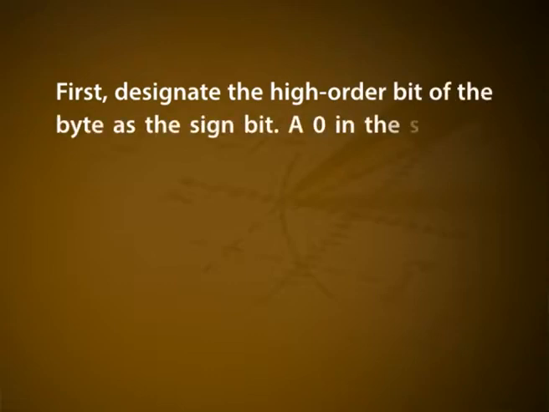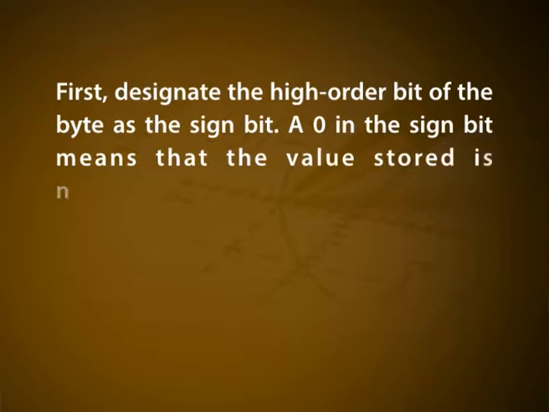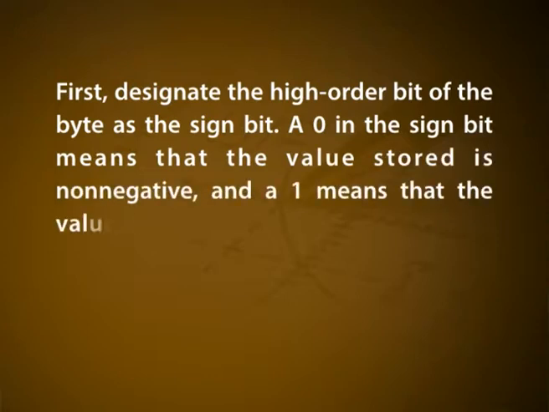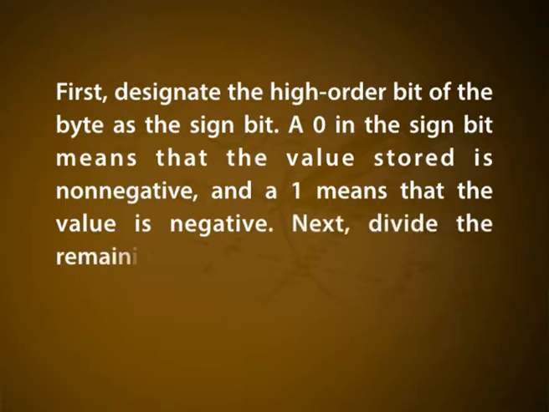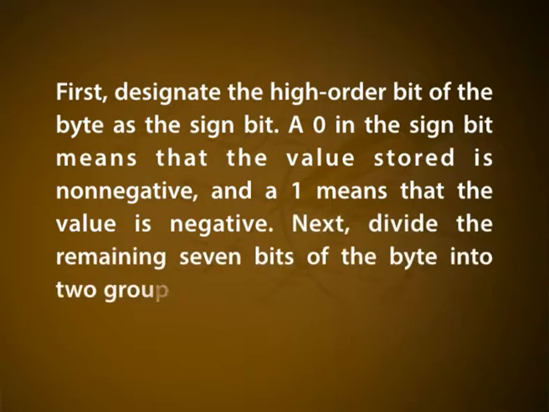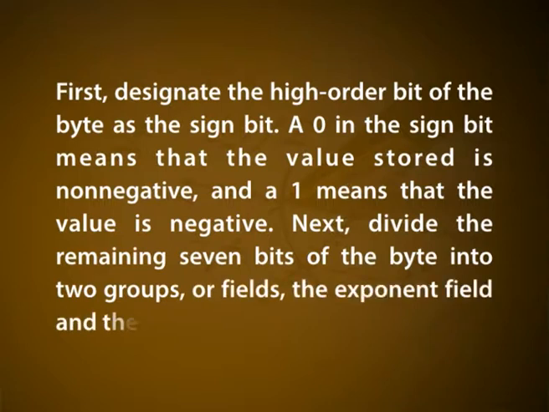Although machines normally use much longer patterns, this 8-bit format is representative of actual systems and serves to demonstrate the important concepts. First, designate the high order bit of the byte as the sign bit. A 0 in the sign bit means that the value stored is non-negative, and a 1 means that the value is negative. Next, divide the remaining 7 bits of the byte into two groups or fields, the exponent field and the mantissa field. Let us designate the 3 bits following the sign bit as the exponent field and the remaining 4 bits as the mantissa field.